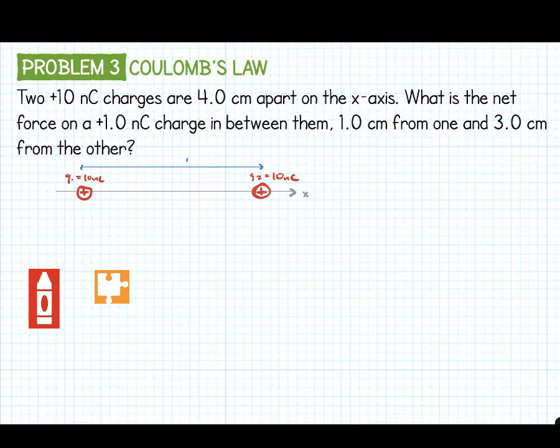So that's still 4 centimeters total. But now we're putting this other charge in a different space. So it's 1 centimeter from one and 3 centimeters from the other. So let's put it over here, and we'll call this Q3. It's equal to 1 nanocoulomb.